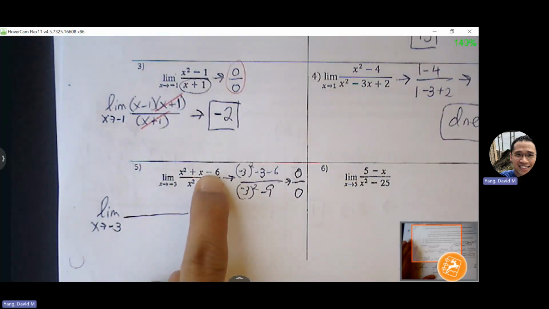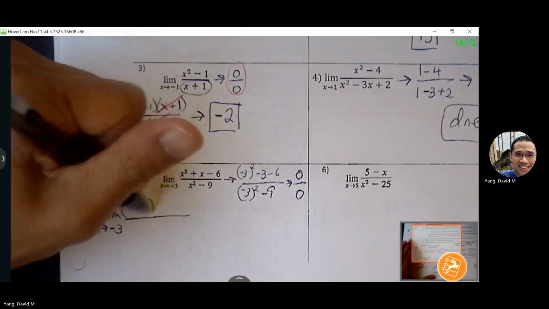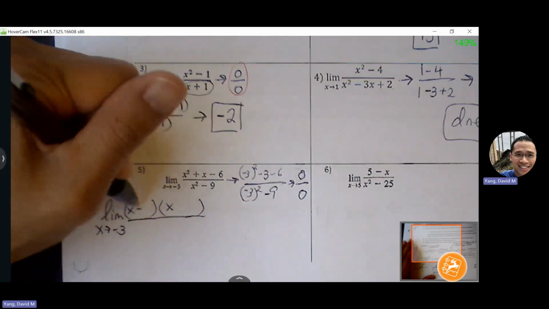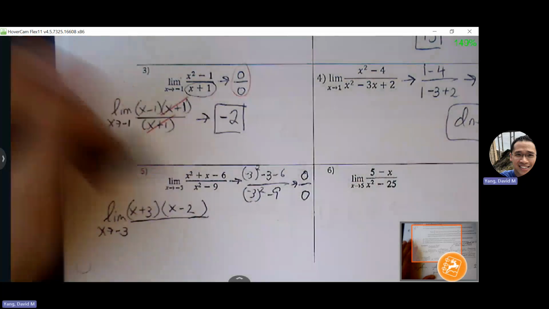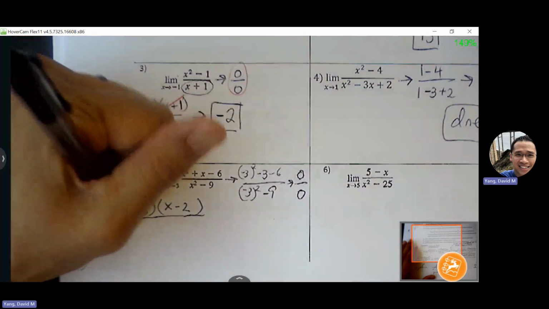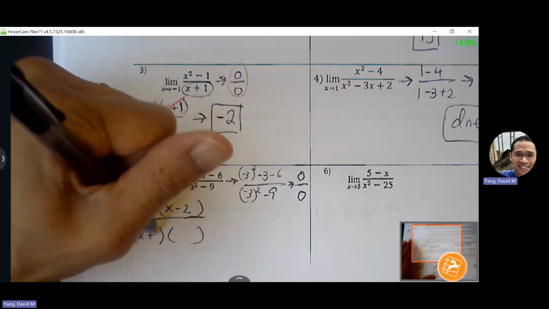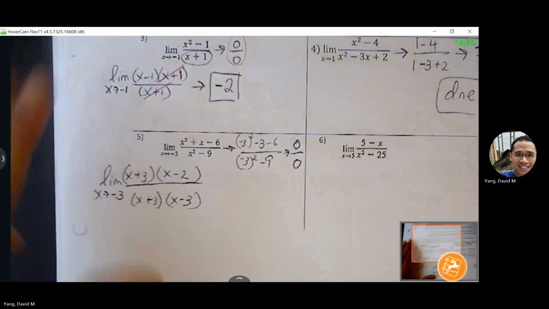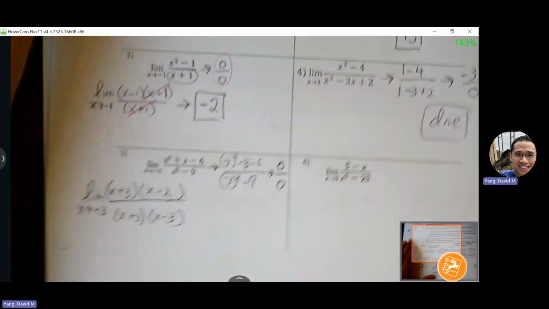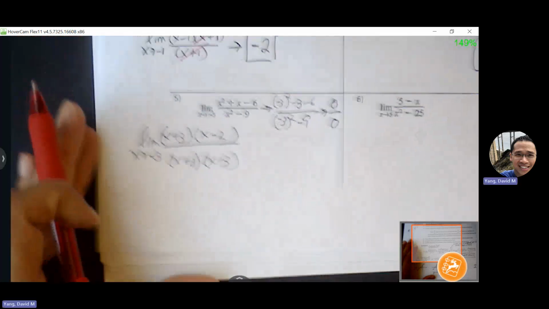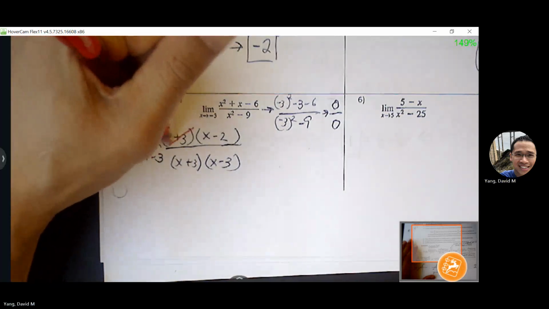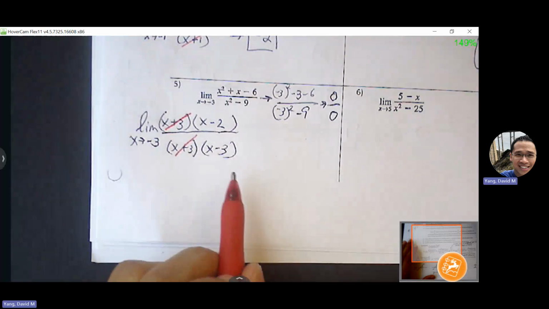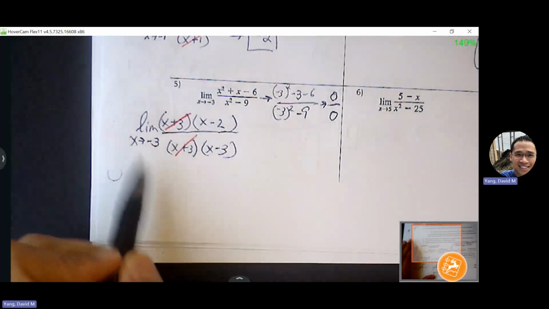Trinomial factoring here. Multiplies to be -6, adds up to be 1. What do we get? 3 and -2. Denominator, x squared minus 9. Difference of squares. 3 and -3. All right, we see the cause of the hole here, x plus 3, x plus 3. Cancel those out. Now that we have an expression without the hole in it, we should be able to do direct substitution and get a real number.